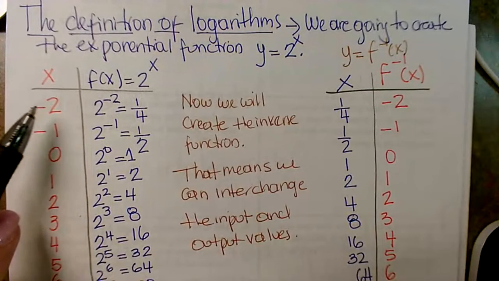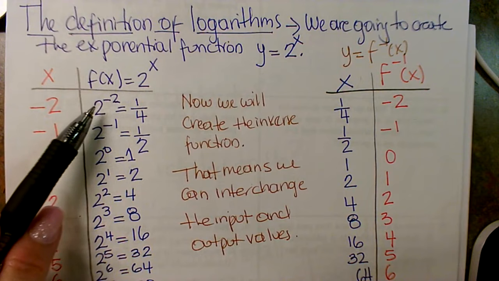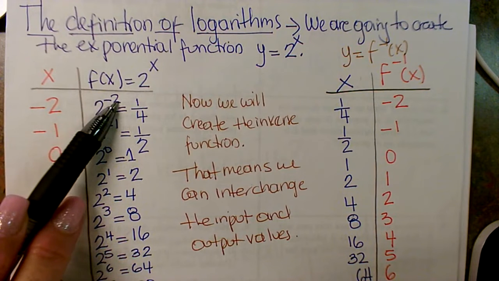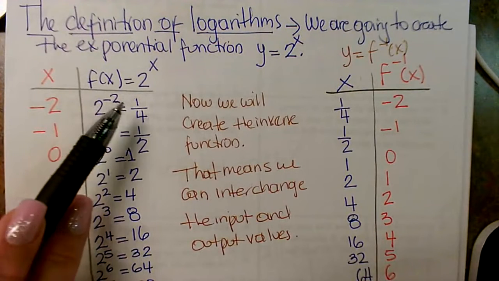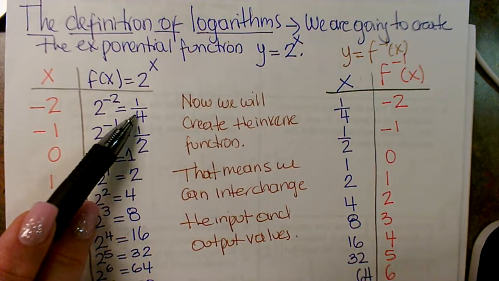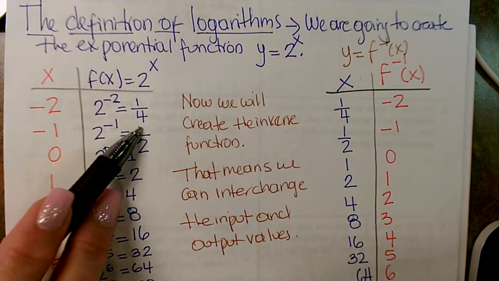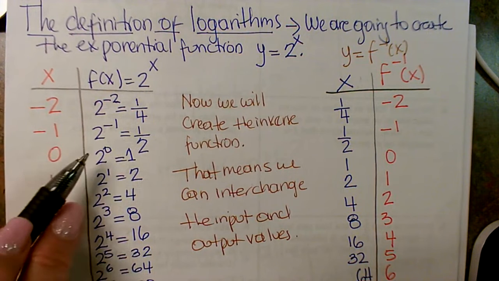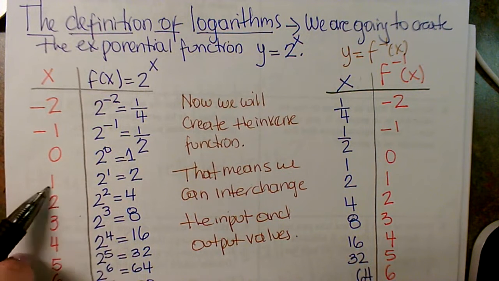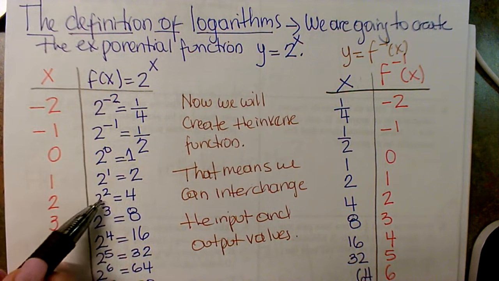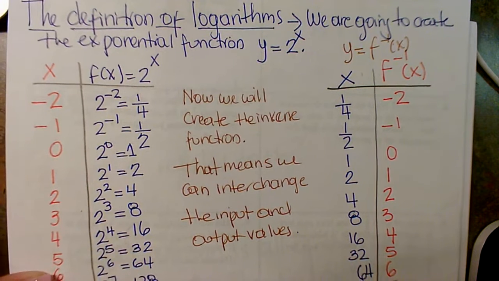So when x is equal to -2, this is equal to what? 2 to the -2. That would be 1 over 4, because 2 to the second power is 4. -1, 2 to the -1 is 1 over 2. Again, remember, any number to a power of 0 is 1. 2 to the power of 1 is 2. 2 to the power of 2 is 4. And that keeps going and going, okay?